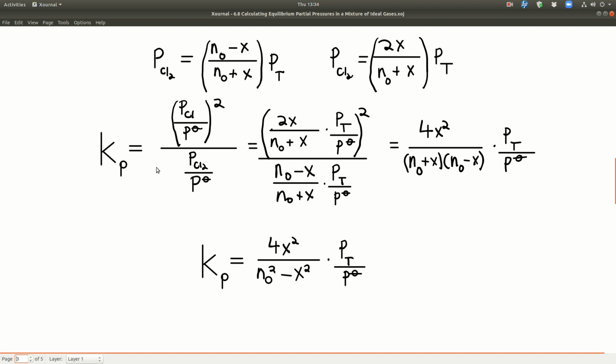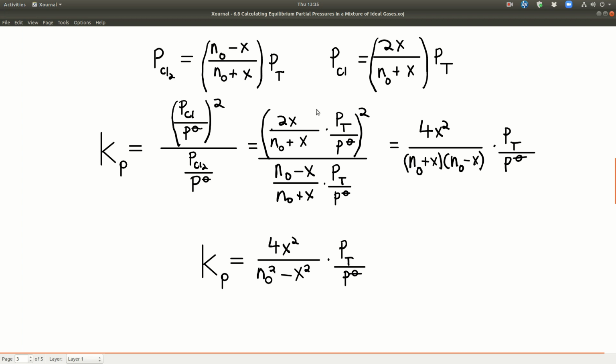And so now we know that Kp is equal to the partial pressure of atomic chlorine over 1 bar, squared, divided by the partial pressure of chlorine over 1 bar. So the products over reactants raised to the powers of the coefficients, basically. And all we do is we substitute in our expressions up here. So for the partial pressure of, again, that's supposed to be atomic chlorine, 2X over N0 plus X times total pressure over the 1 bar, square that whole thing, and on the bottom, the partial pressure of chlorine up here, times the total pressure over 1 bar.